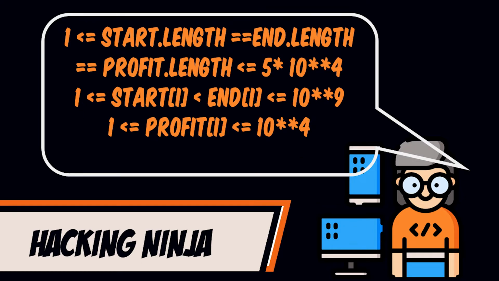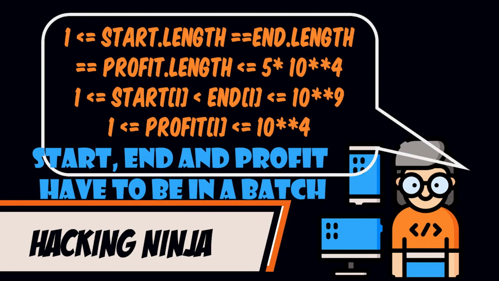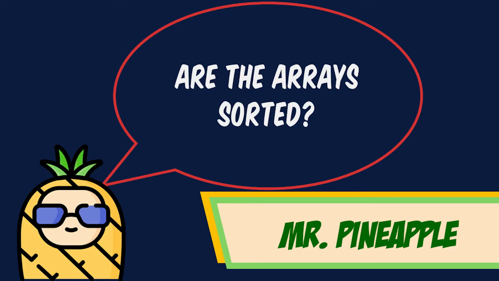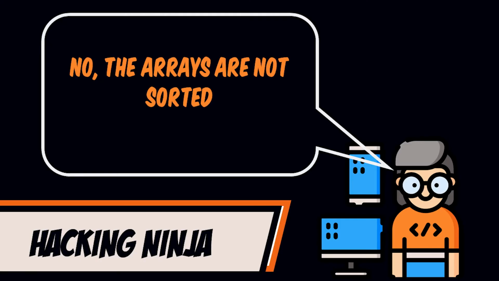Since the start time and end time and profit have to be in a batch, they cannot be separated. Any change that we make in one will have to result in a change in all three. Now, because this is an array question, we have some standard questions to ask. Will the arrays be sorted? No, the arrays are not sorted. None of them are sorted. They can also be overlapping, like the start times and the end times can overlap. They are just going to be jumbled up and messy.